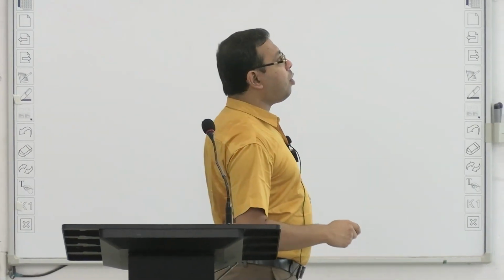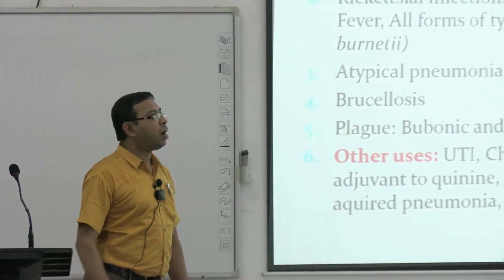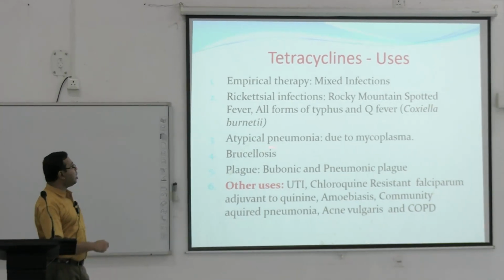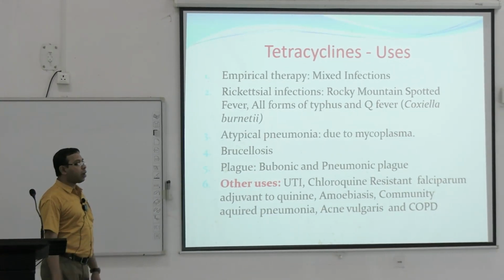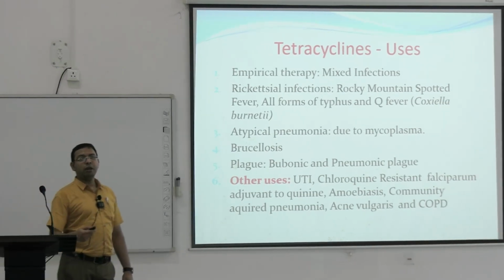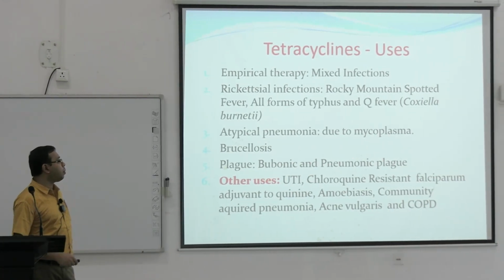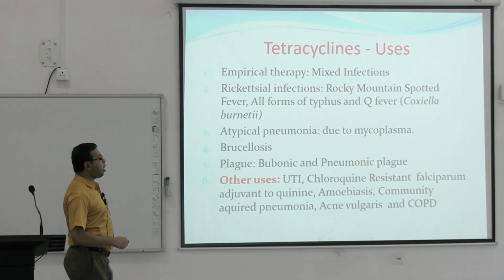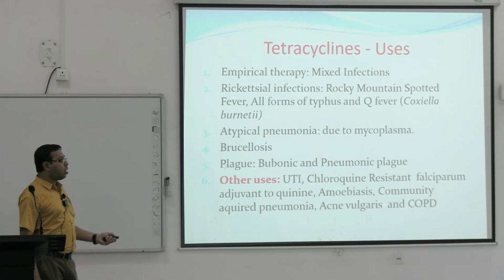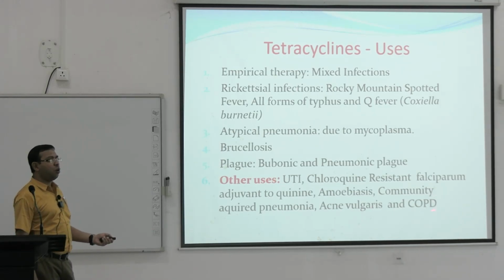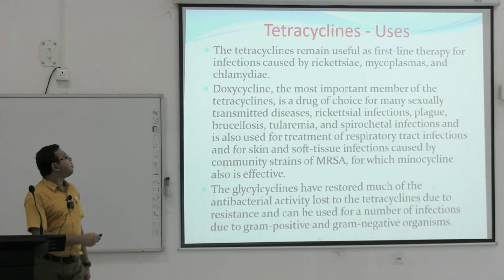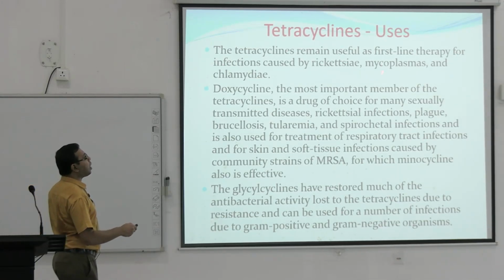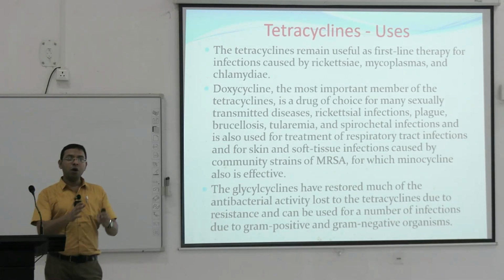Rickettsial infections like Rocky Mountain spotted fever, all forms of typhus fever, and Q fever, we can treat these. Q fever is caused by Coxiella burnetii. Atypical pneumonia can also be treated. Apart from this, it can be used in urinary tract infections, community acquired pneumonia, acne vulgaris, and COPD. So we can discuss this. Firstly, the tetracyclines remain useful as first line therapy for infections caused by chlamydia. This you should remember.